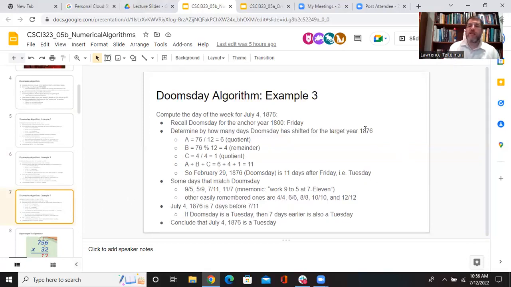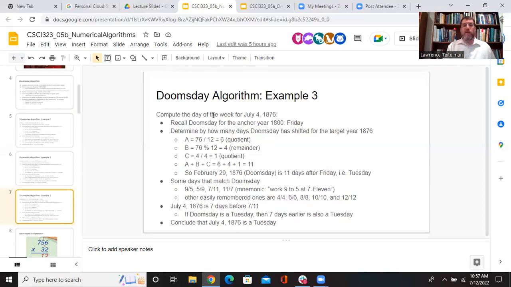We take our 76 divided by 12, with an integer quotient of 6. 76 mod 12 has an integer remainder of 4. And you take that 4 and divide by 4, you get 1. So 6 plus 4 plus 1 is 11. The Doomsday for anchor year 1800, again, the 1800s is when people ate too much fried food, so it's Friday. 11 days later, so 7 days after Friday is Friday. 4 more days is Saturday, Sunday, Monday, Tuesday. So that means February 29th, 1876 is a Tuesday.